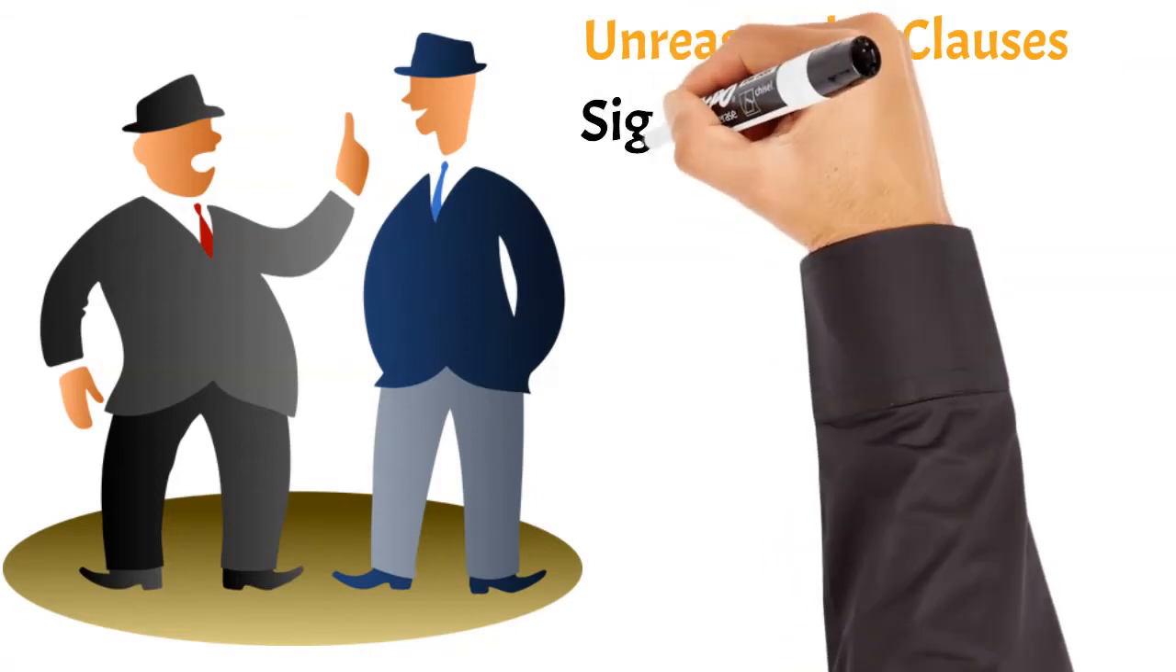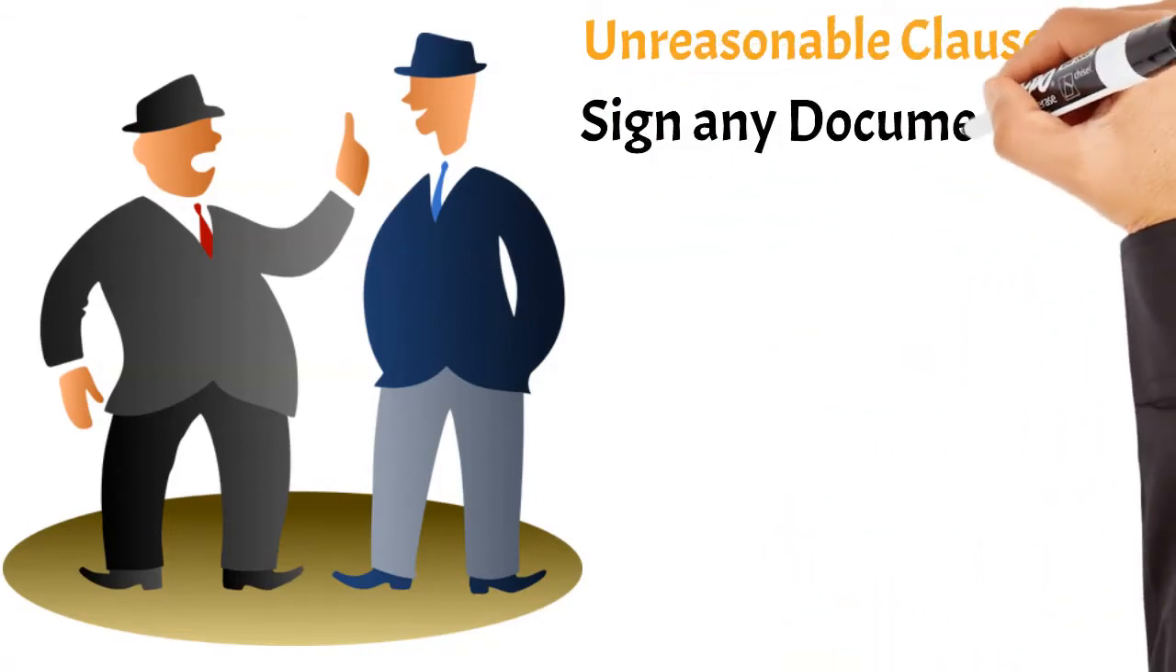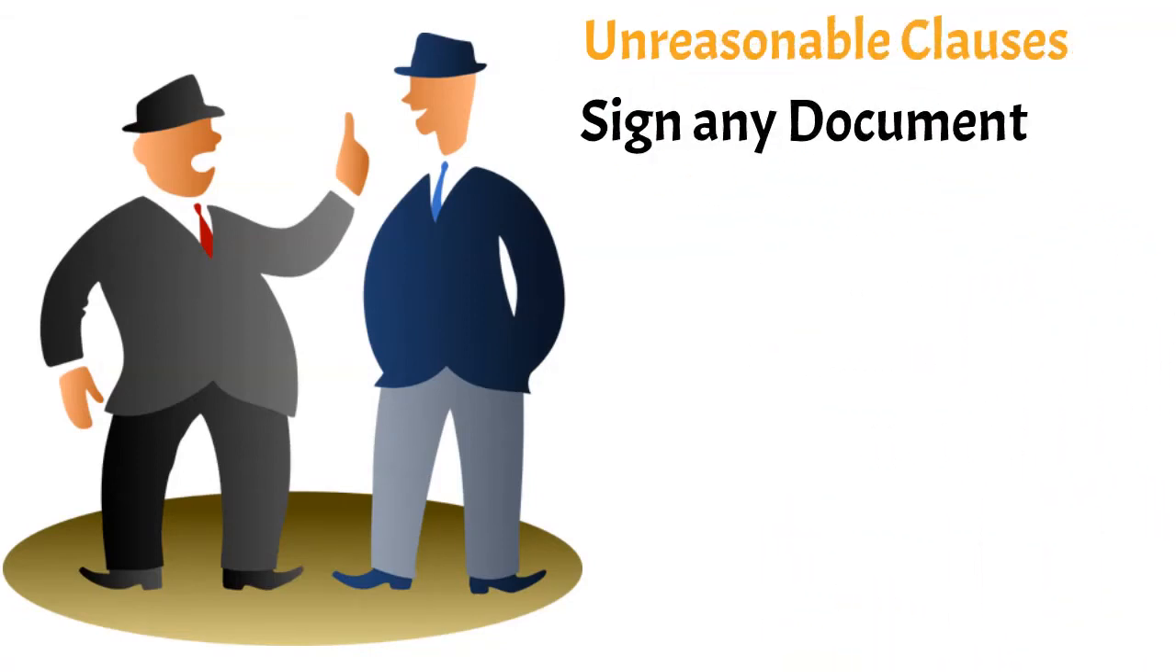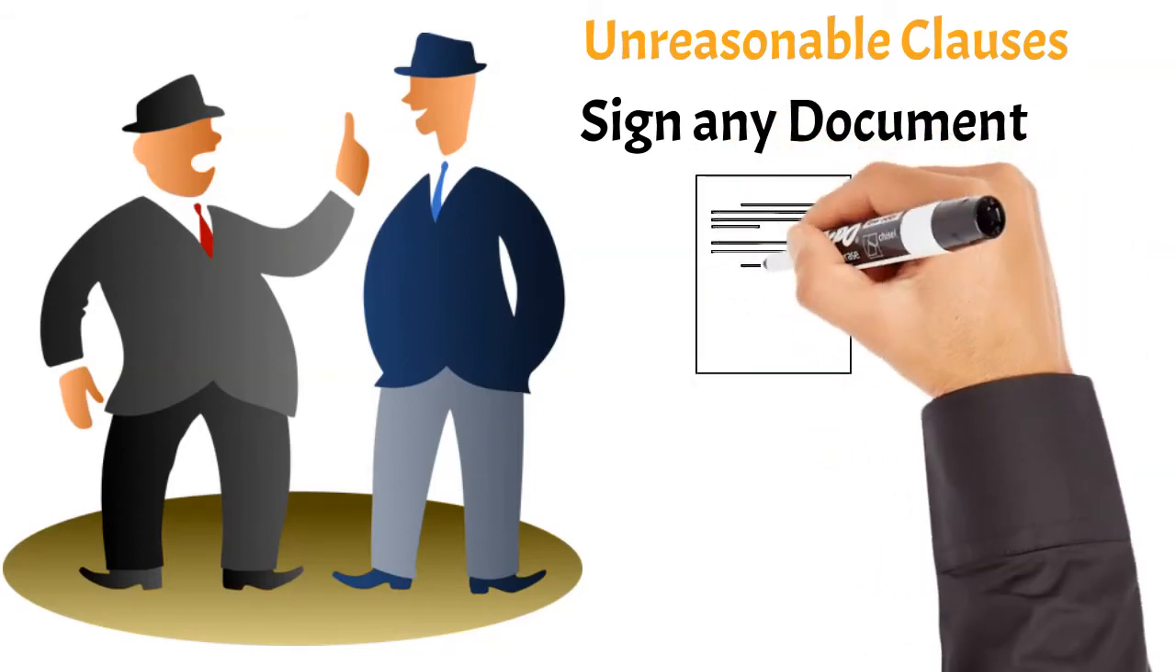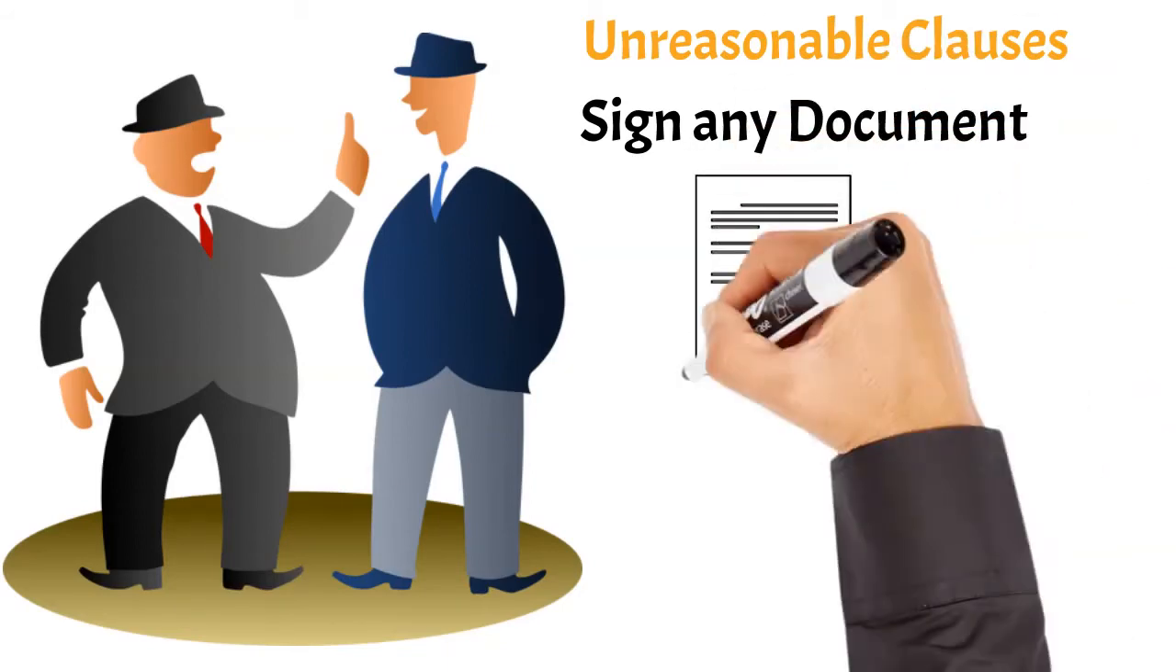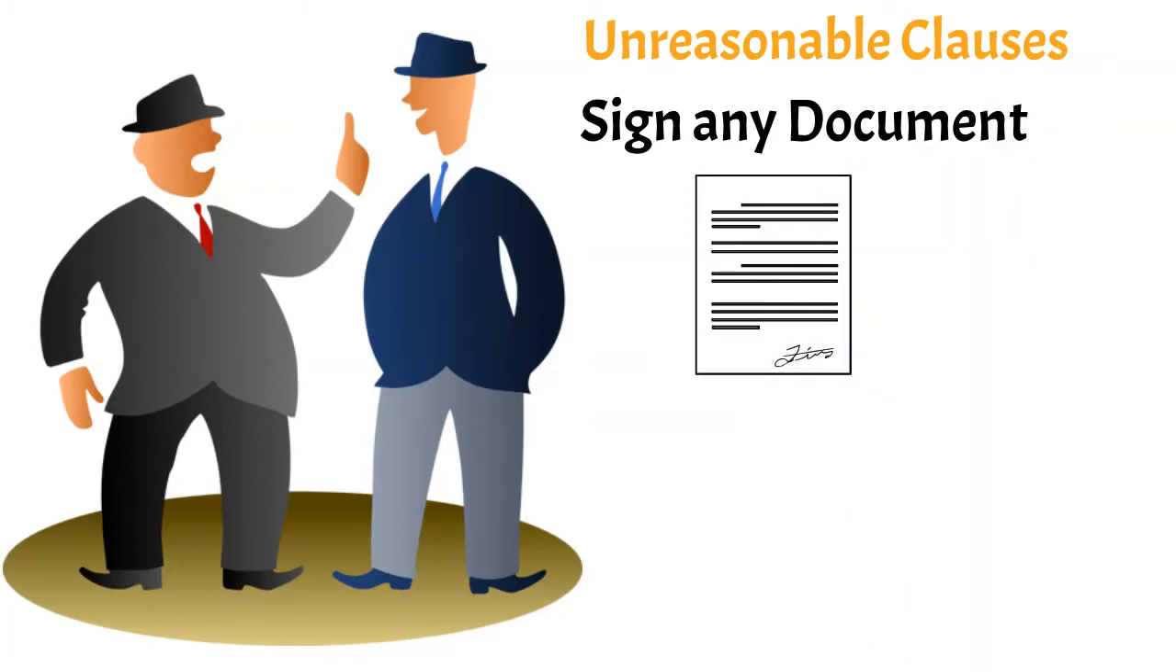One was a really weird clause that I would sign any document that was presented to me. I don't know how this is enforceable. How can you agree up front what document you're going to sign in the future? It could be anything. I've forced that one to be taken out.